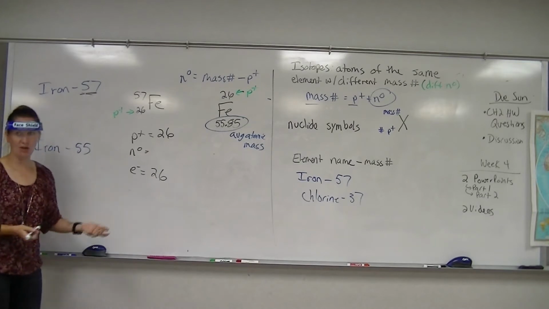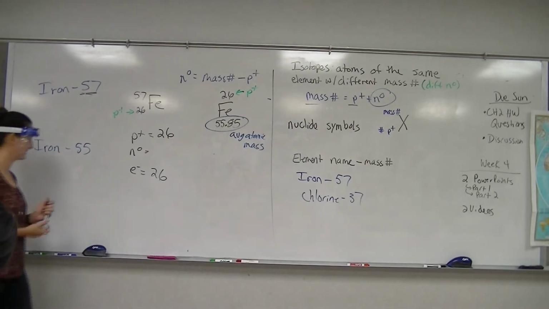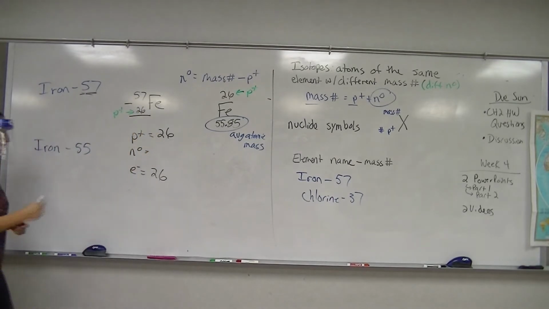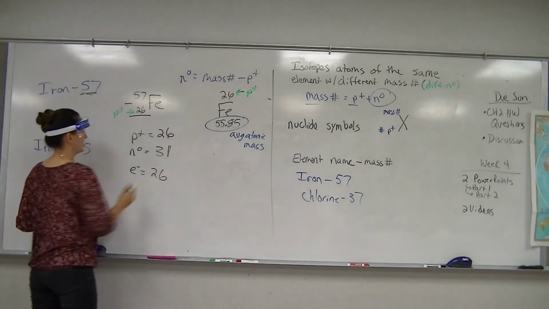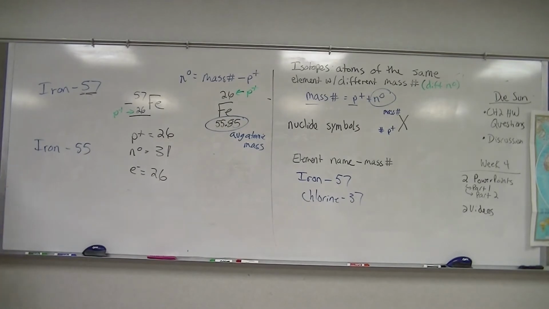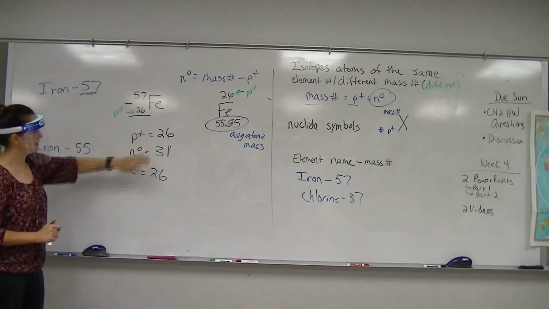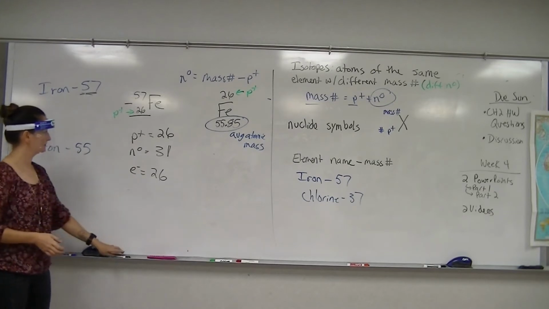Now the neutrons is the hard part because you have to subtract, okay? So to do that, it'd be 31. Okay, I see where you got that now. 57, the mass number, minus the number of protons, 26, will give you 31 neutrons.